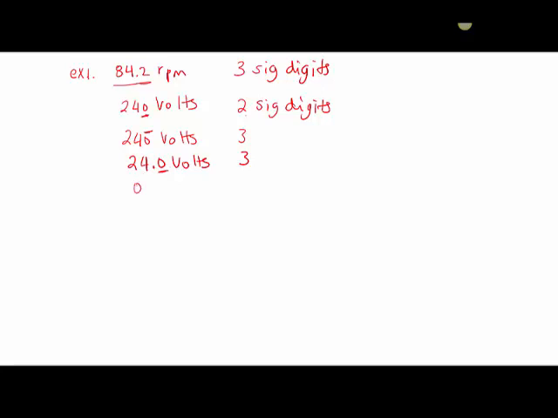What if we had this one? 0.025 amps. This is current. What is it? Well, it's going to be 2 significant digits. Why? Rule 3B, a 0 is not significant at the left end of a number. The left end of a number. So that's rule 3B. So that's kind of how that works.